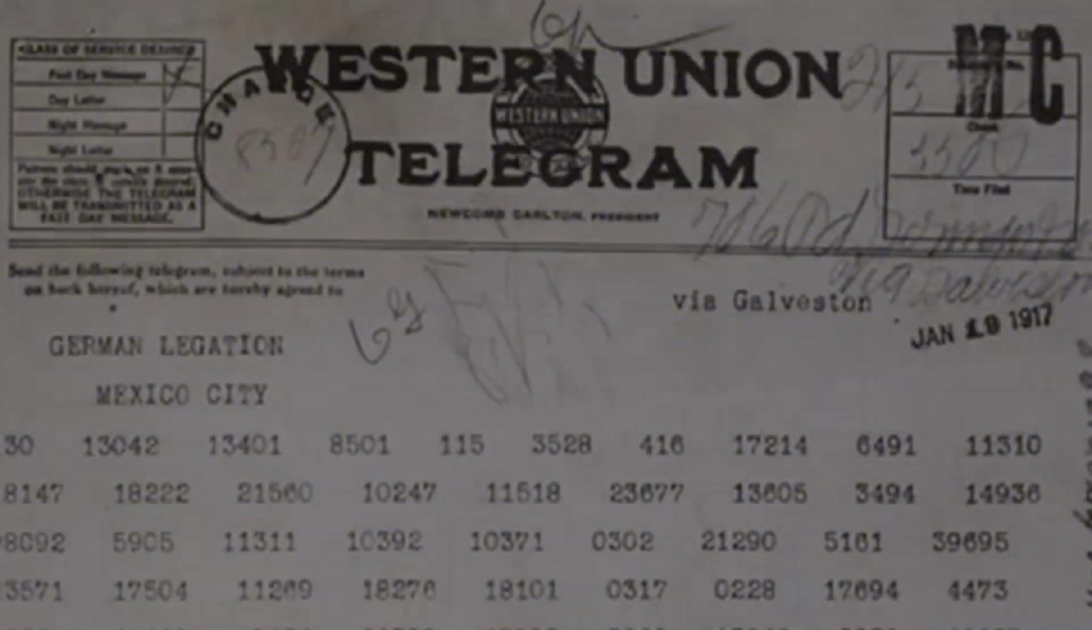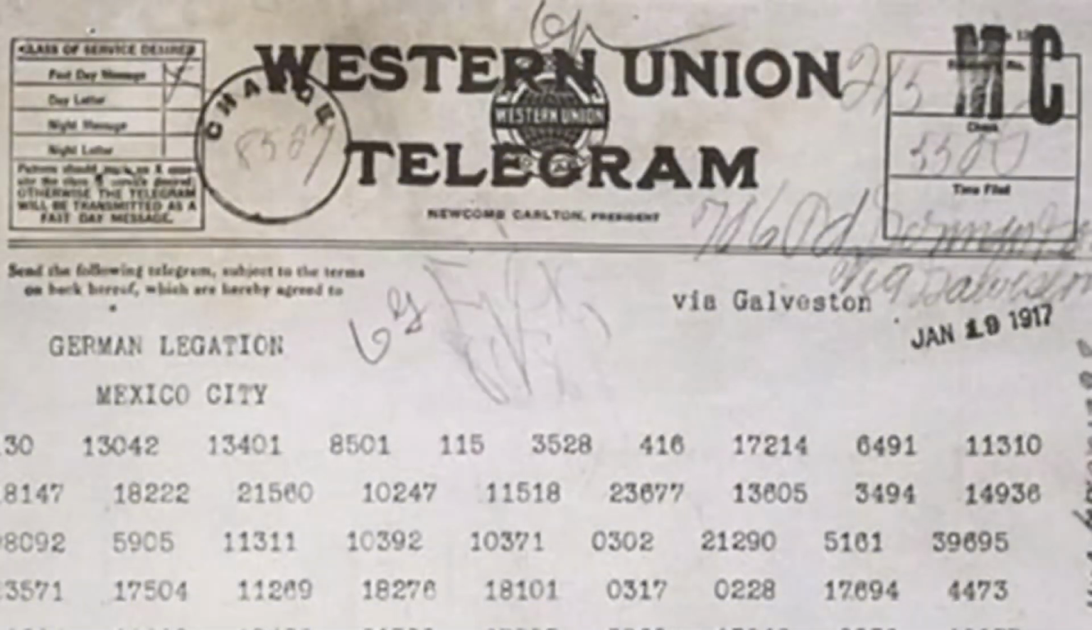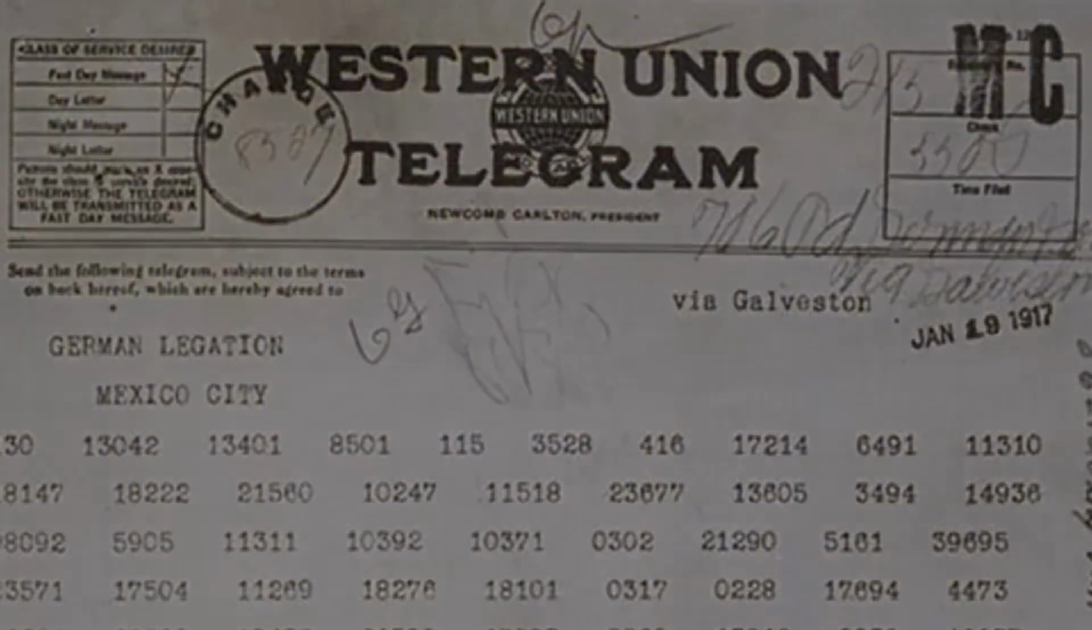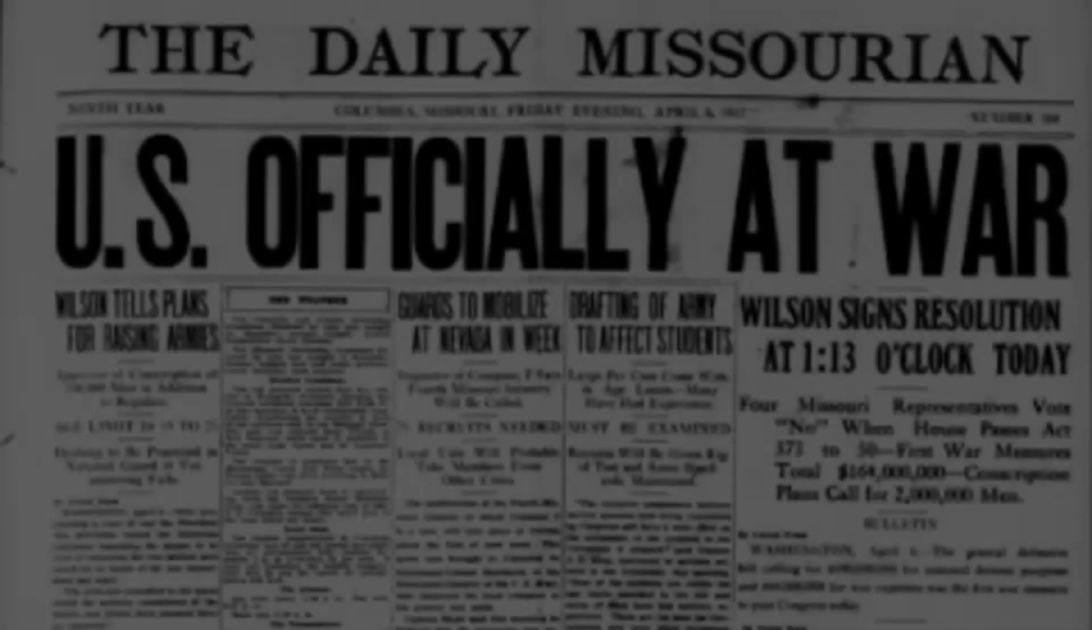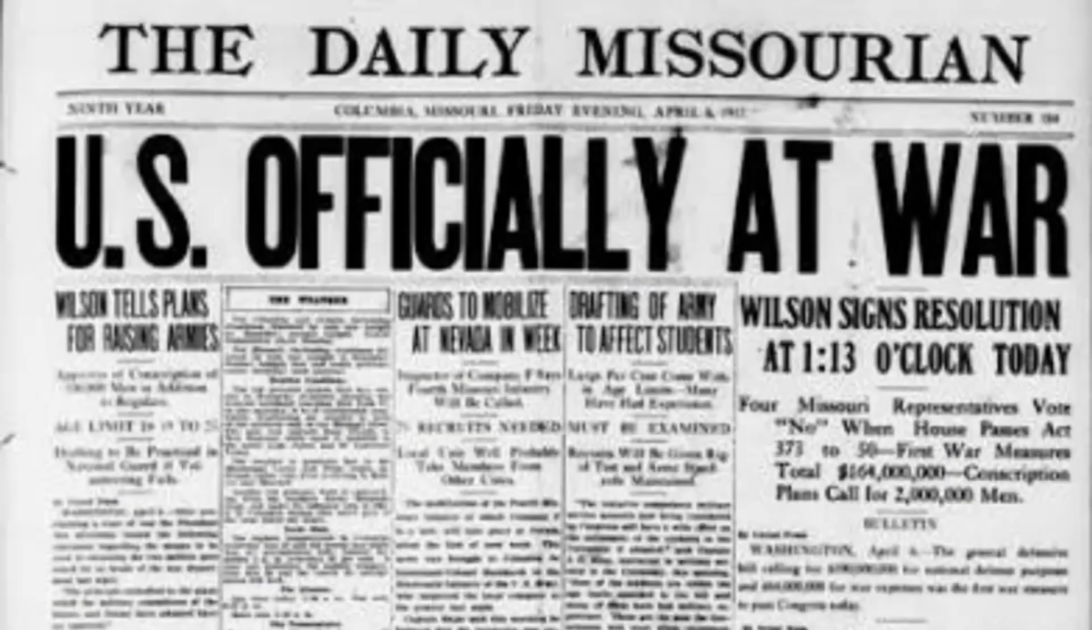Then, in 1917, the Zimmermann telegraph was discovered. Germany had secretly asked Mexico to attack the US if we went to war with Germany. In return, Germany promised to help Mexico get back land it had lost, like Texas and Arizona. This was the final straw. In April 1917, the US declared war on Germany.